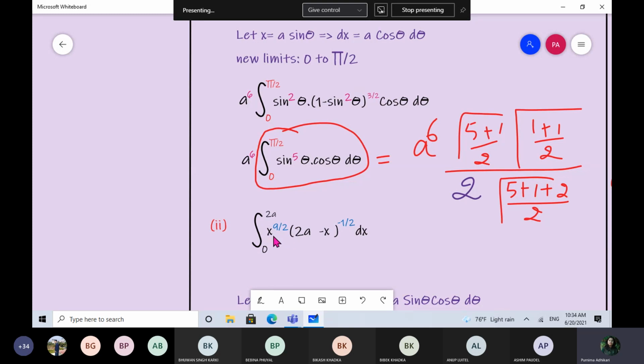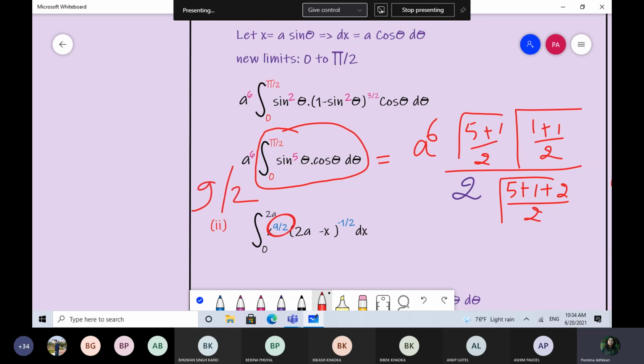0 to 2a x to the power, now this is 9 by 2. Okay, the 9 on the Microsoft whiteboard is slightly confusing to students. They get confused with a. It's 9. Okay, this is 9 by 2. All right. So x to the power 9 by 2 into 2a minus x to the power minus half dx.